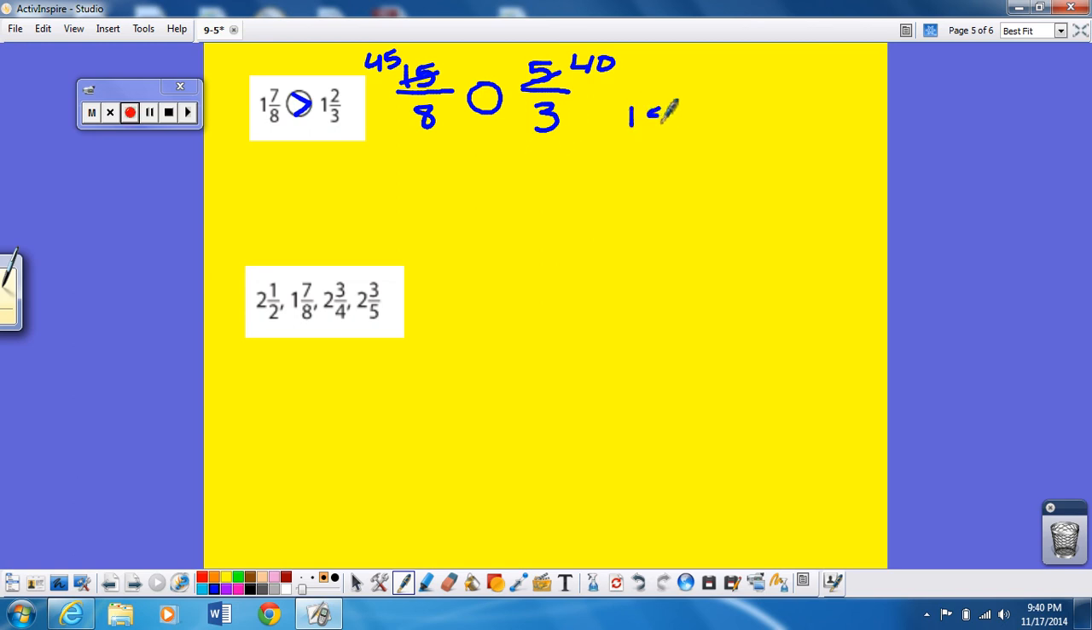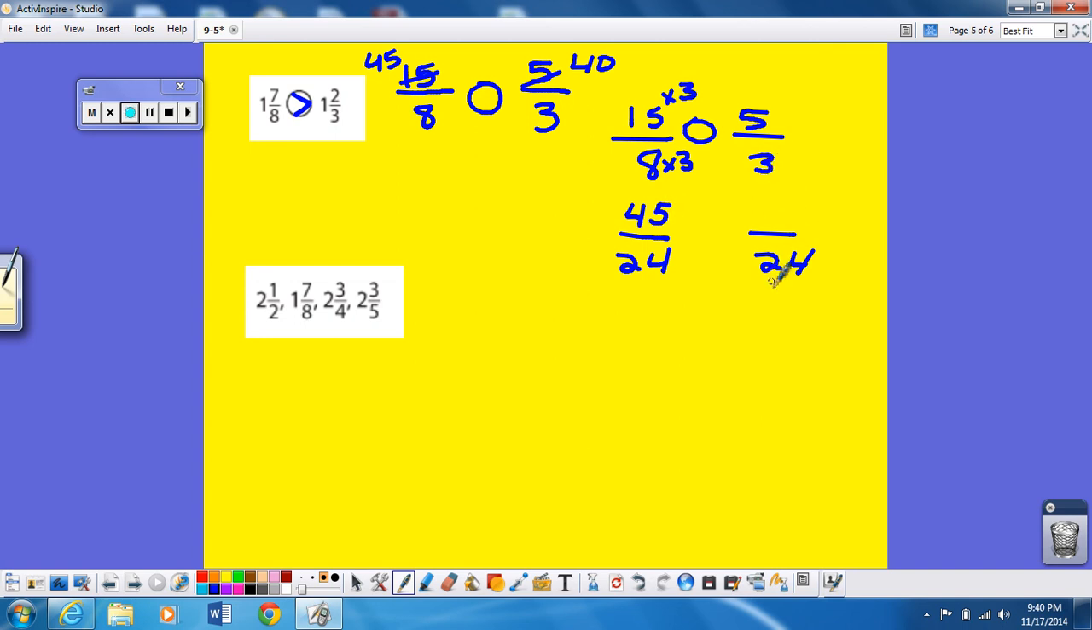If we had taken 15/8 and 5/3 and come up with common denominators, I would have chosen 24. I know 8 and 3 both go into 24. How did I get from 8 to 24? I multiplied times 3, which means I have to multiply times 3 up here. 15 times 3 is 45.